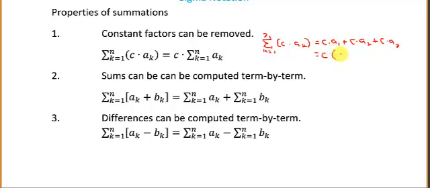And if I do, I'll have c times the quantity a sub 1 plus a sub 2 plus a sub 3. And this would be c times the sum as k goes from 1 to 3 of a sub k. So in essence, I can take constant multipliers out, and it's basically just the distributive property that I'm using.